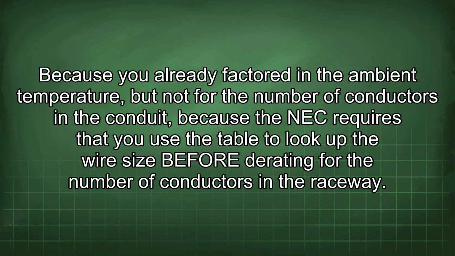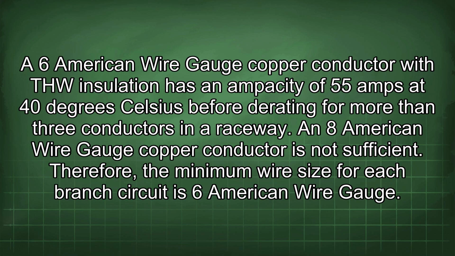conductors in the raceway. A 6 American wire gauge copper conductor with THW insulation has an ampacity of 55 amps at 40 degrees Celsius before derating for more than 3 conductors in a raceway. An 8 American wire gauge copper conductor is not sufficient. Therefore, the minimum wire size for each branch circuit is 6 American wire gauge.